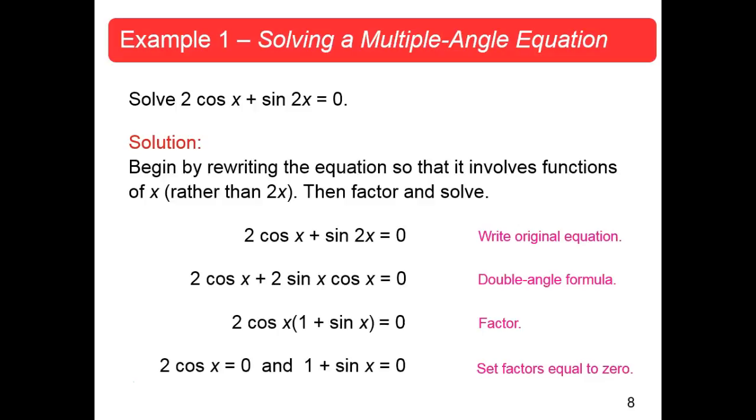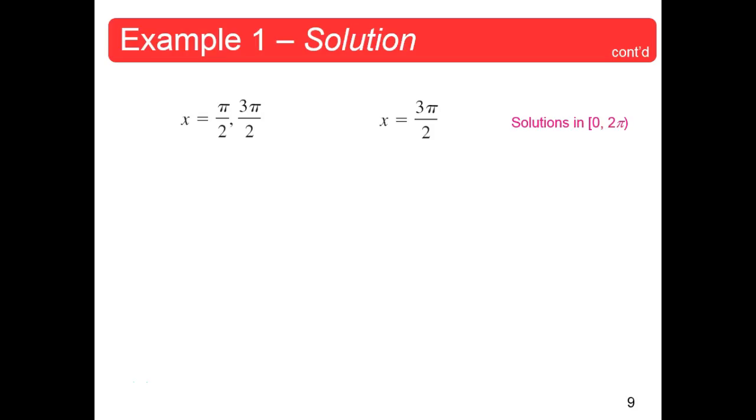Now, I don't like the fact they say and in there. It really should be or. So either 2 cosine x is equal to 0 or 1 plus sine x equals 0. One or the other. You don't have to have both of them. Okay? And then the first one, that's pi halves and 3 halves pi in the first cycle. And the other one gives you 3 halves pi, which duplicates the first one.